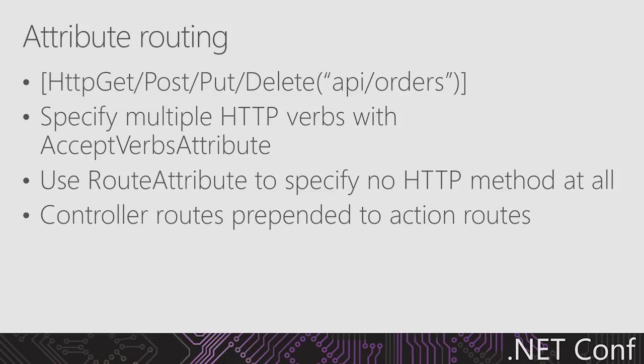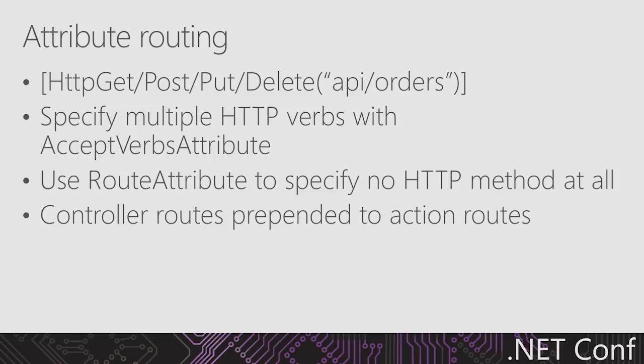You have an HTTP get attribute and you put the route template right there. Now, if you want to have an action method that handles multiple HTTP verbs, that's possible. It'd be tempting to just put multiple HTTP get, post, put, delete attributes on that action method, but that actually doesn't work. They are constraining the verb. So if you put two constraints, one that says it has to be get, and the other one says it has to be post, well, you're not going to get anything. So instead, you need to use the accept verbs attribute, which allows you to specify multiple verbs, and that will work. If you don't want to specify any HTTP verb at all, and just say, this is just the route, I don't really care what the HTTP verb is, or I'm going to specify it some other way, then there's also a generic route attribute that allows you to just specify the route template.